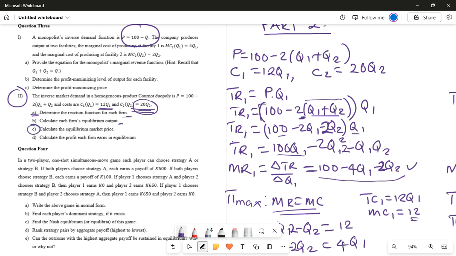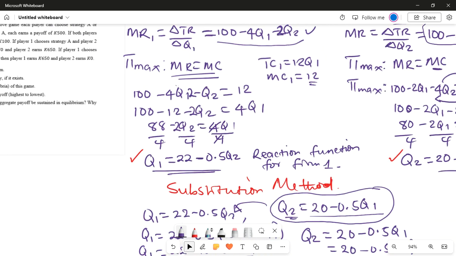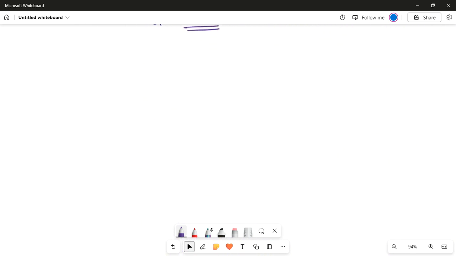Then question C is saying calculate the equilibrium market price. Okay, so this one is also straightforward, right? Because we know that P has been given in the question, that P is 100 minus 2 open bracket Q1 plus Q2, right?